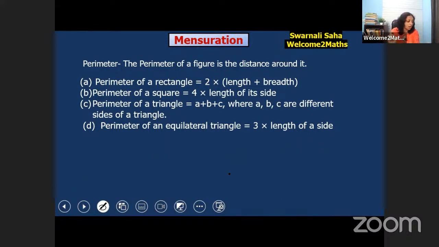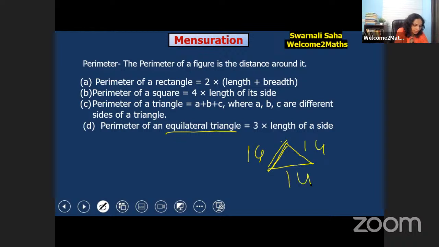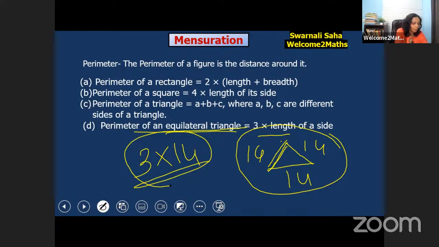Or if we have an equilateral triangle, that means all the sides are the same, say 14, 14, 14. Then the perimeter would be 3 into the length of the side. Now 3 into 14 is 42. In this way, we have to find out the perimeters. Always in perimeter and area, we have to write the units. So it is 42 meters.